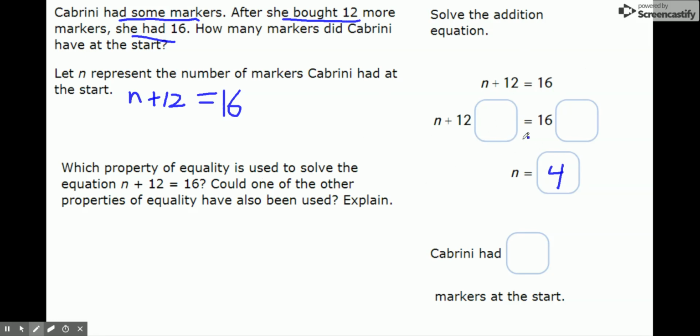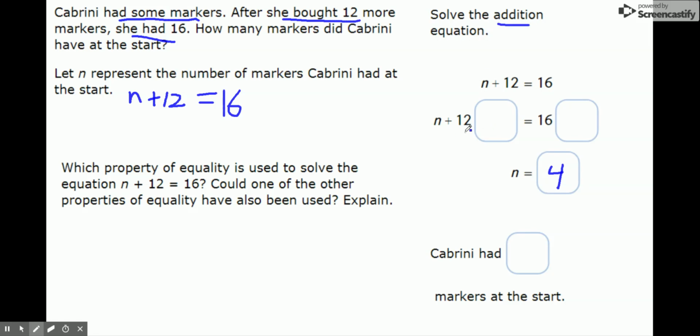process. Eventually, you're going to be getting into algebra that requires larger numbers, many steps, so the math here might seem kind of mental. That's good. Just make sure we understand some of these things. So solve the addition equation n plus 12 equals 16. So we actually use the subtraction property of equality when we're solving an addition equation.